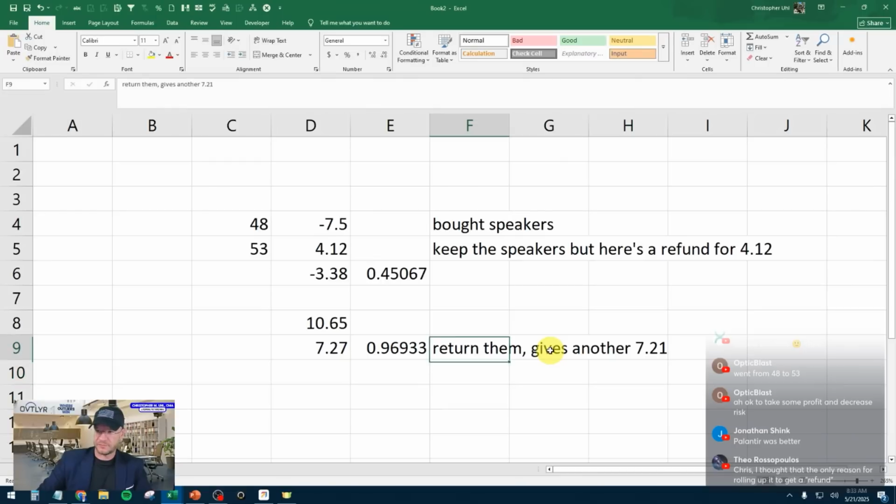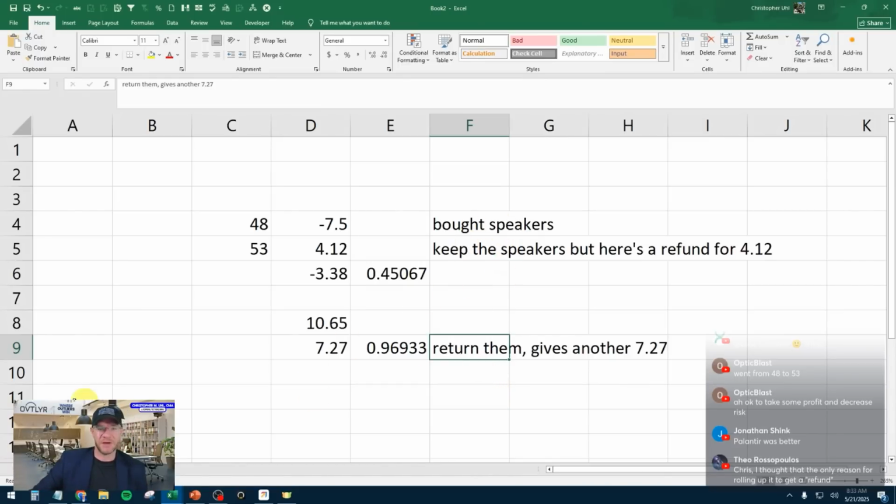$7.27. So I bought it for $7.50. I got a partial refund, but I got to keep the speakers. And then later on, I really decided I don't want those speakers anymore. So then Costco's like, cool, no problem. We'll take them back free this time. And then we'll give you $7.27 on top of that.